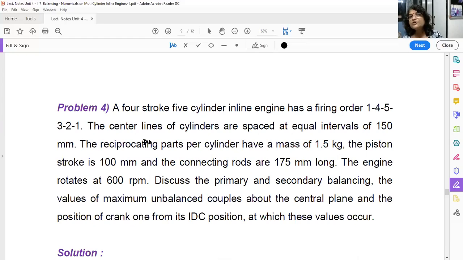The cylinder lines of cylinders are spaced at equal intervals of 150 mm. The reciprocating parts per cylinder have a mass of 1.5 kg. The piston stroke is 100 mm. Connecting rod length is 175 mm. The engine rotates at 600 rpm. Discuss the primary and secondary balancing, the values of maximum unbalanced couples about the central plane, and the position of crank 1 from its IDC position at which these values occur.